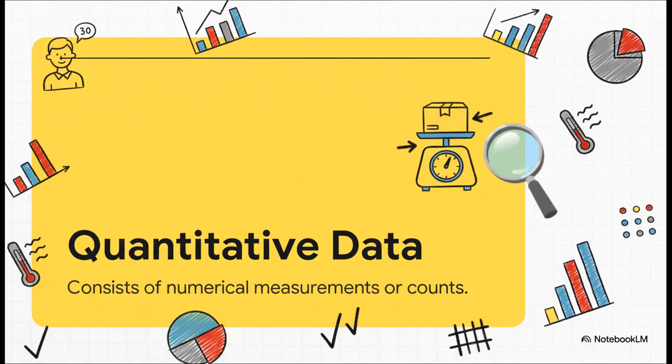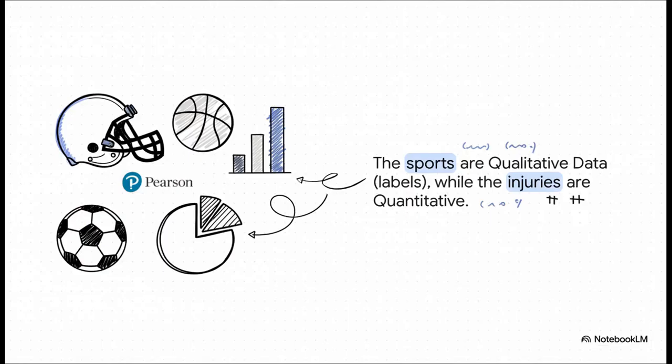And then on the flip side, we have quantitative data. This is your how much or how many data. These are the things you can actually measure or count. Your age in years, the weight of a package, the temperature outside. I mean, if it's a number that represents a count or some kind of measurement, you're looking at quantitative data. Simple as that.